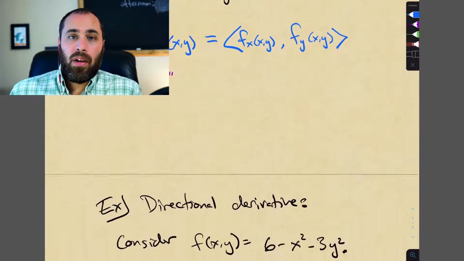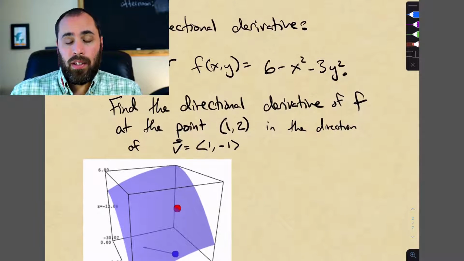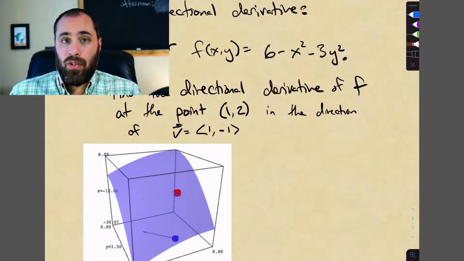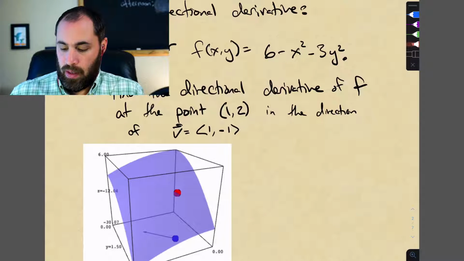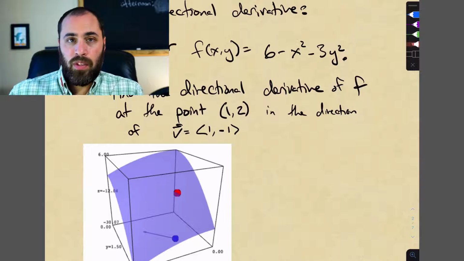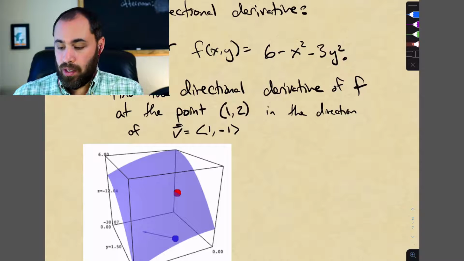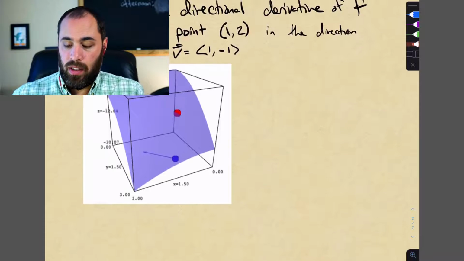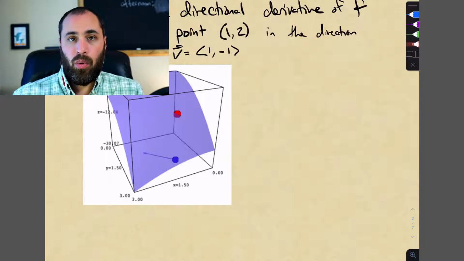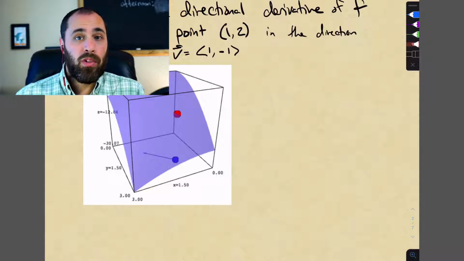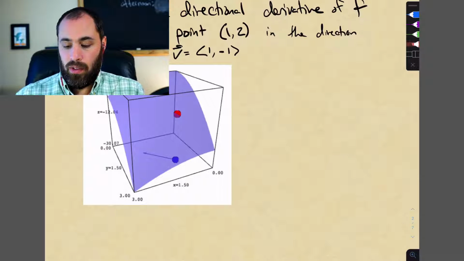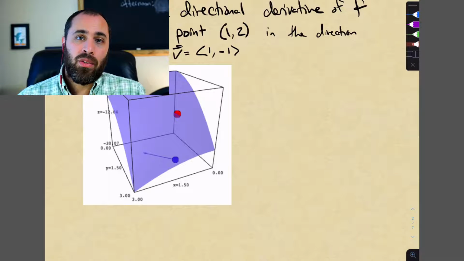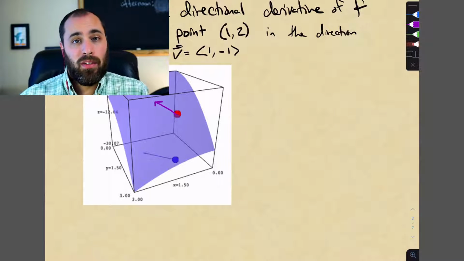So let's remember the first application of the gradient that we saw, and that's in finding the directional derivative. So for this function f, which is 6 minus x squared minus 3y squared, we might want to find the directional derivative at the point 1, 2. So remember, the point 1, 2 is in the domain, and if we're looking at the directional derivative in the direction of 1, minus 1, basically imagine walking that way in the domain and asking what's happening to the function.